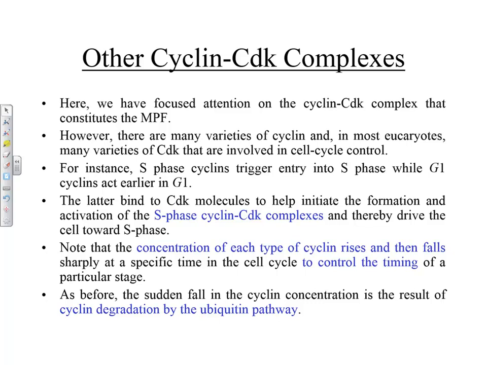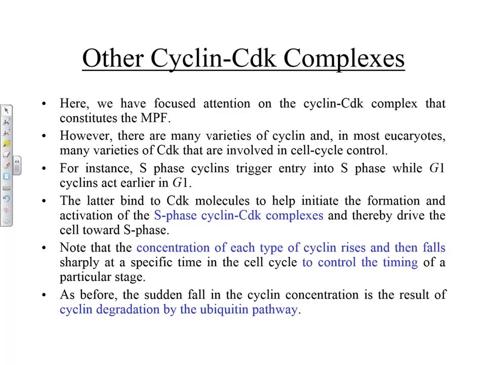Now, here in this chapter, we have basically focused attention on the cyclin-dependent kinase complex that constitutes the M phase promoting factor, right? But there are many stages in the cell cycle, okay, and each one has got its own cyclin-dependent kinase and its own cyclins, right? So there are many varieties of cyclins, and in most eukaryotes, many varieties of cyclin-dependent kinases which are involved in the cell cycle control.